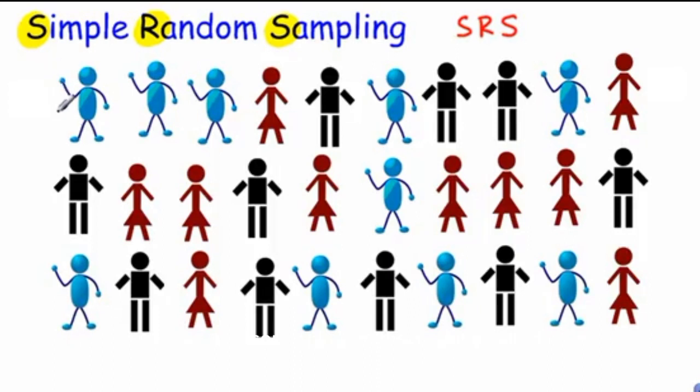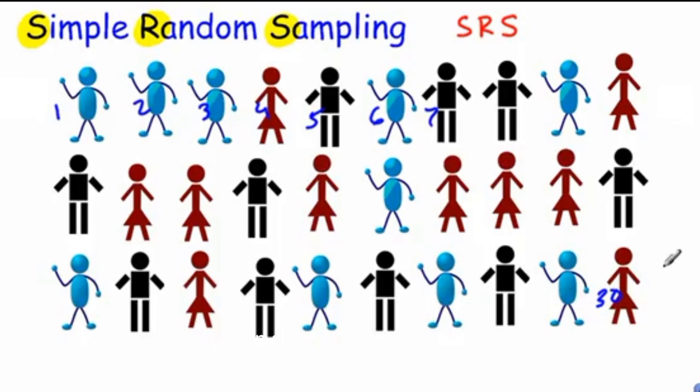Simple random sampling method is also called SRS. S stands for simple, R stands for random, and S stands for sampling. So it is for you to remember it easily.